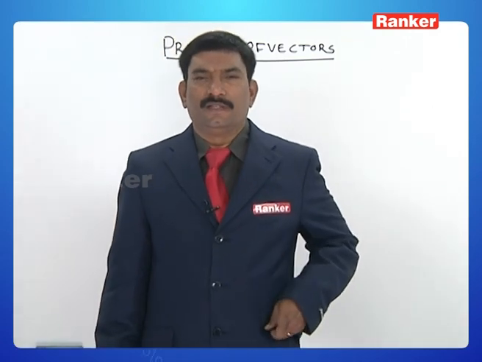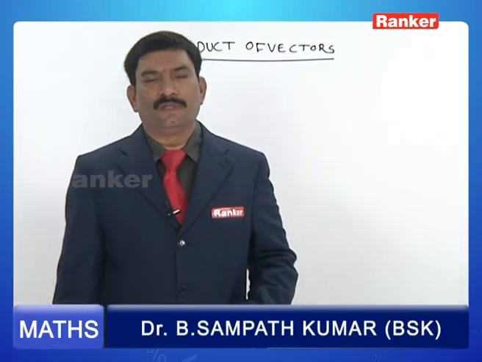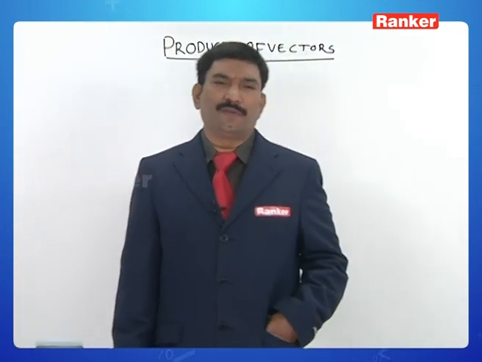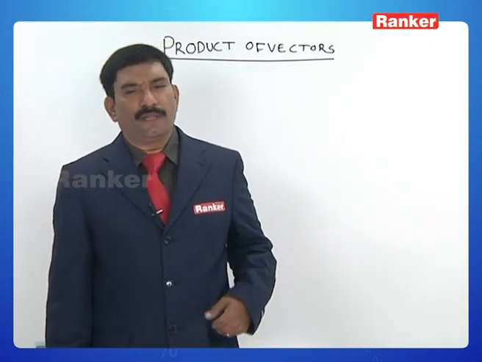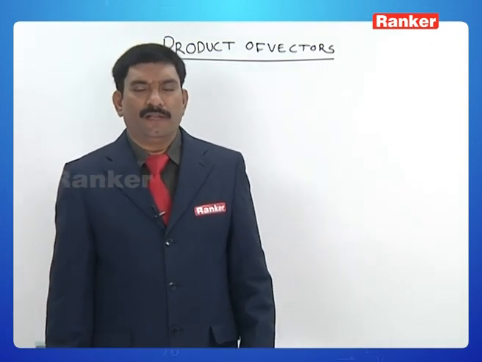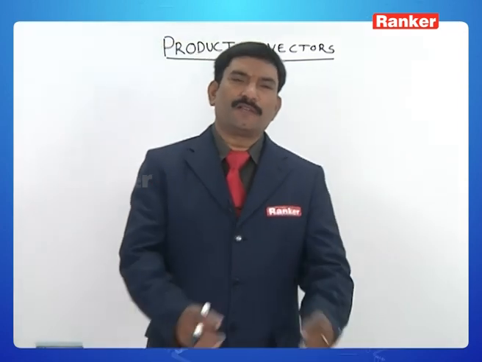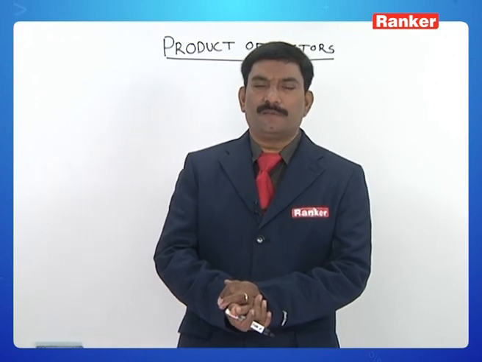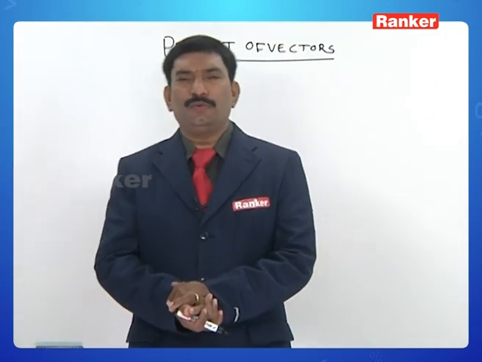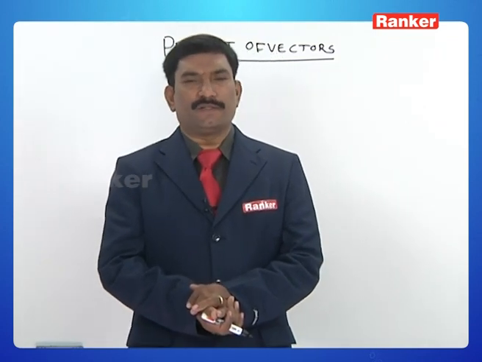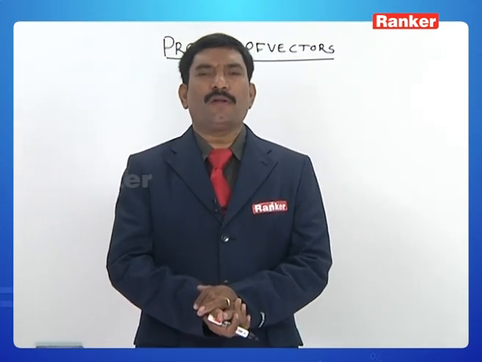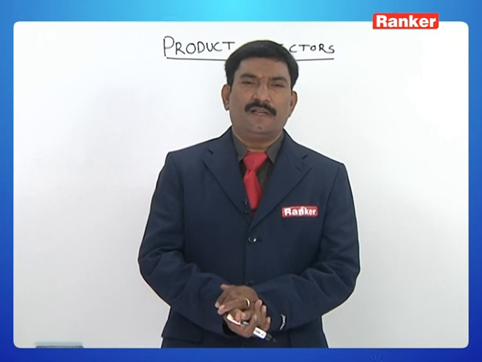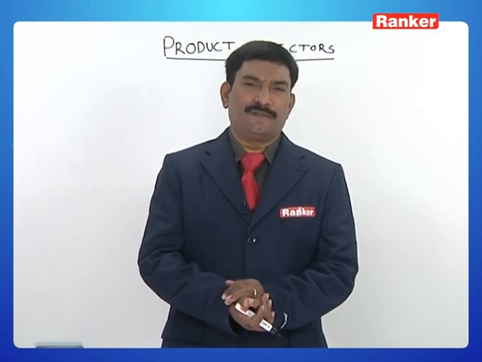Students, let us discuss the product of two vectors. In the last chapter, on addition of vectors, we came to know how to multiply a scalar with a vector. That is called scalar multiplication of a vector. In this chapter, let us discuss how to multiply any two vectors. Product of vectors: you can multiply two vectors or three vectors, any number of vectors.